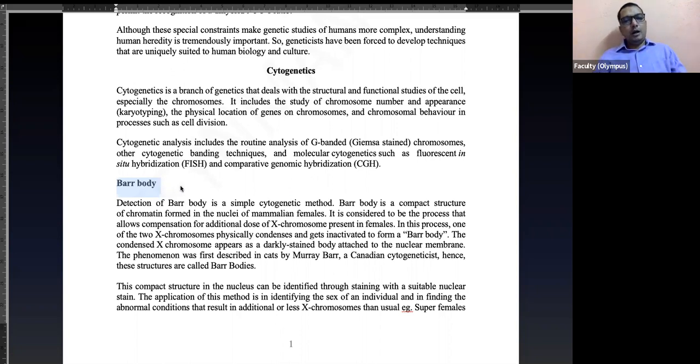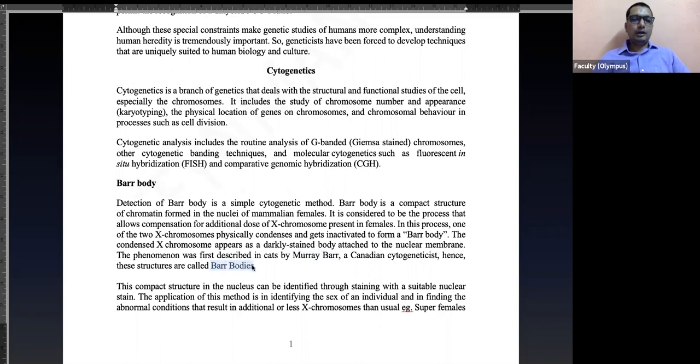So this technique is called bar body. Let's start with the first method, which is called bar body. This is related to bar body detection. I'll tell you what is a bar body and how we detect it. Bar body is nothing but the condensed form of the X chromosome. Bar refers to the name of a scientist, B-A-R-R, Murray Barr. He is a cytogeneticist from Canada, and was the first one to study bar bodies.